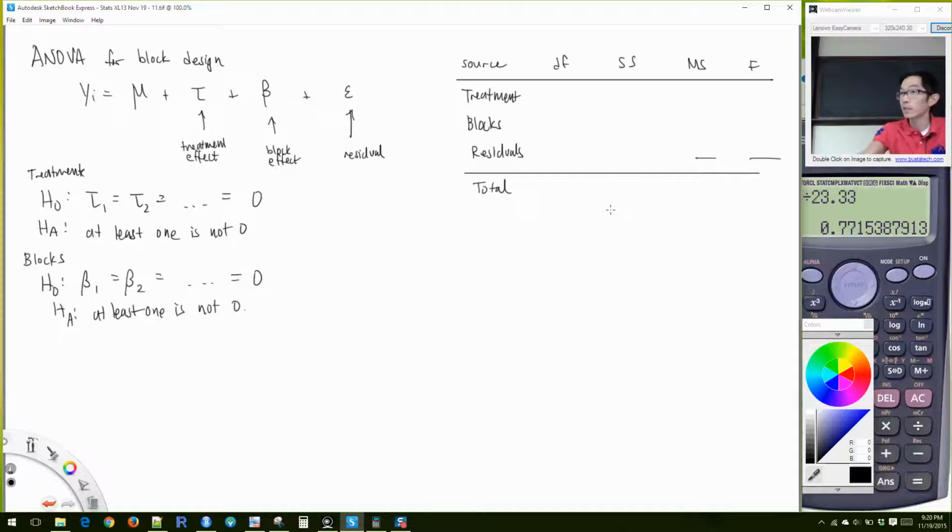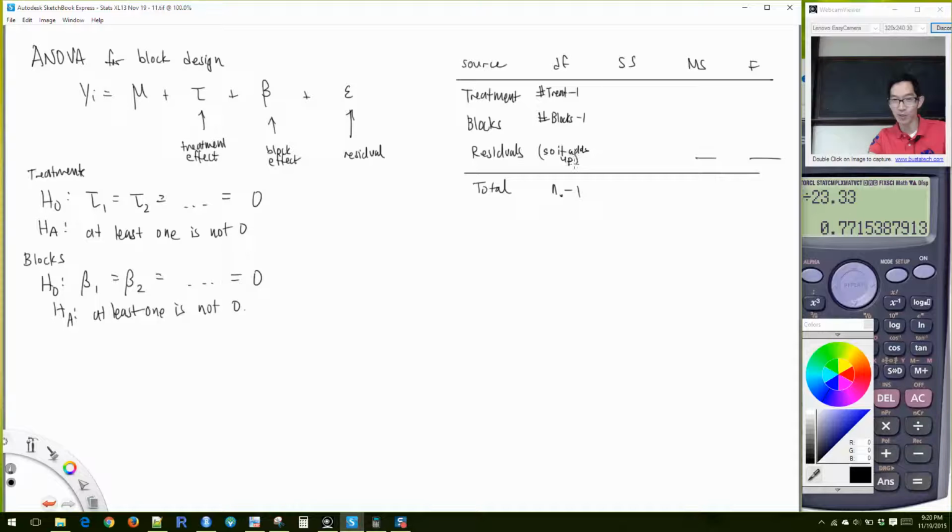Question. Once you get to the F statistic, the last column, what would you be using for your numerator and denominator? Okay. So this would be total number of ones. This will be number of treatments minus 1. This is number of blocks minus 1. And this would be whatever the difference, so it adds up.